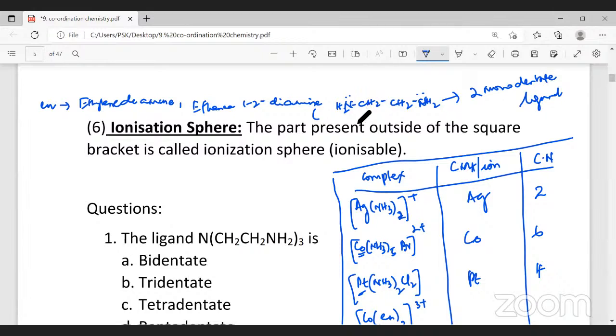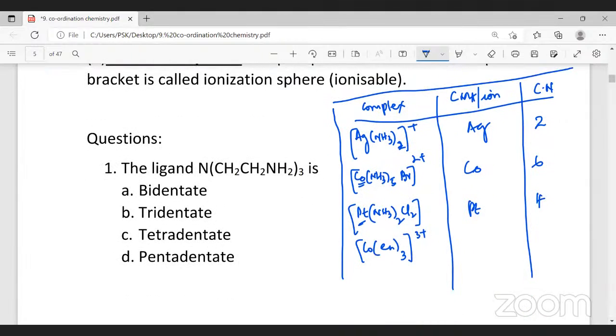See, it donates 2 pairs of electrons. Monodentate ligands will donate 1 pair of electrons. A bidentate ligand is donating 2 pairs of electrons. Therefore, this ligand will behave like 2 monodentate ligands. When I say ethylenediamine behaves like 2 monodentate ligands, now what will be the coordination number of cobalt here?